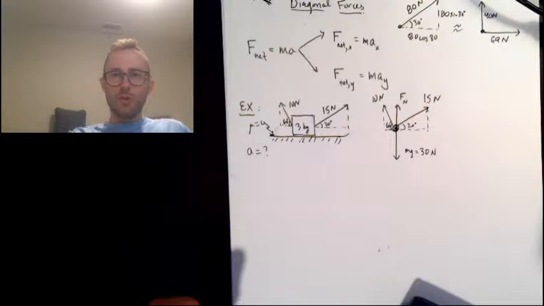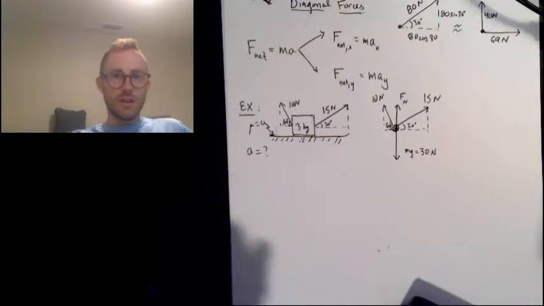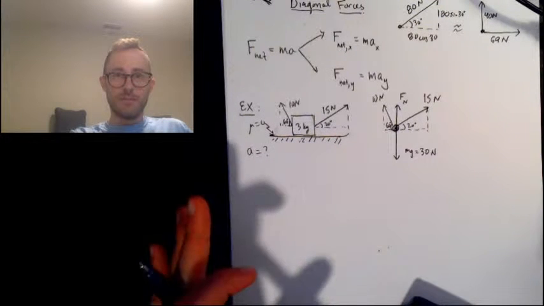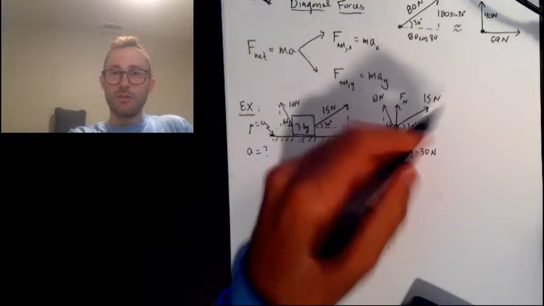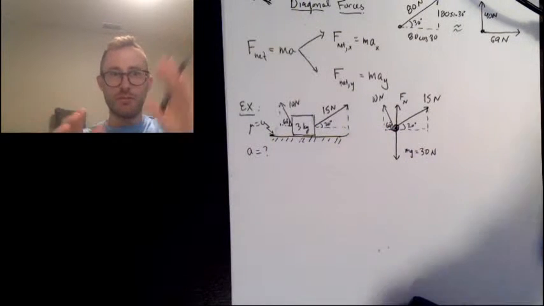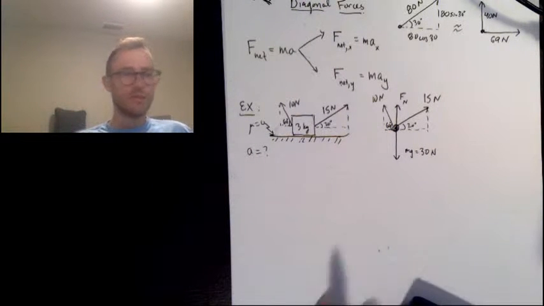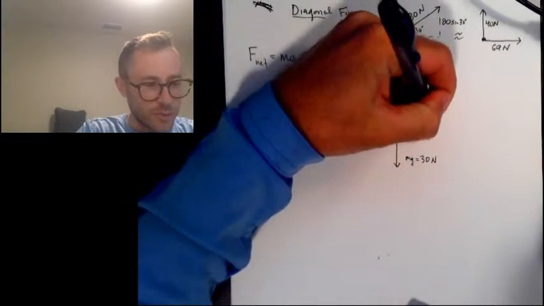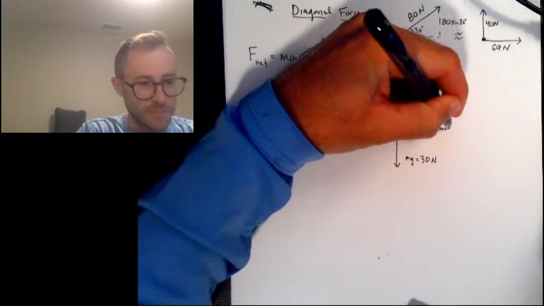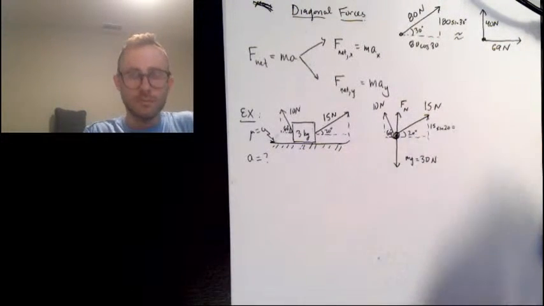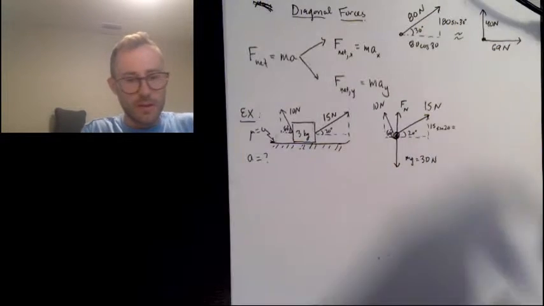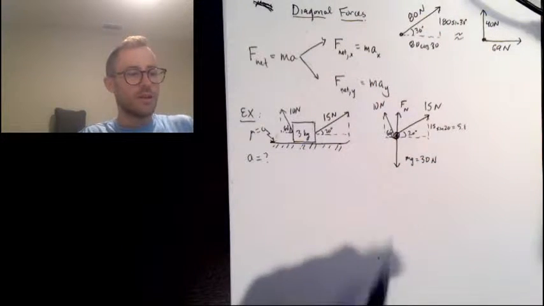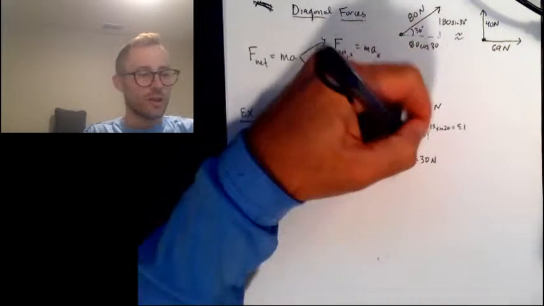So what we want to do is take any diagonal force and get rid of those diagonal forces, turning them into a combination of vertical and horizontal forces. We're going to use trigonometry just like we did up here. So this would be 15 sine of 20, which is 5.1 newtons. This would be 15 cosine of 20.